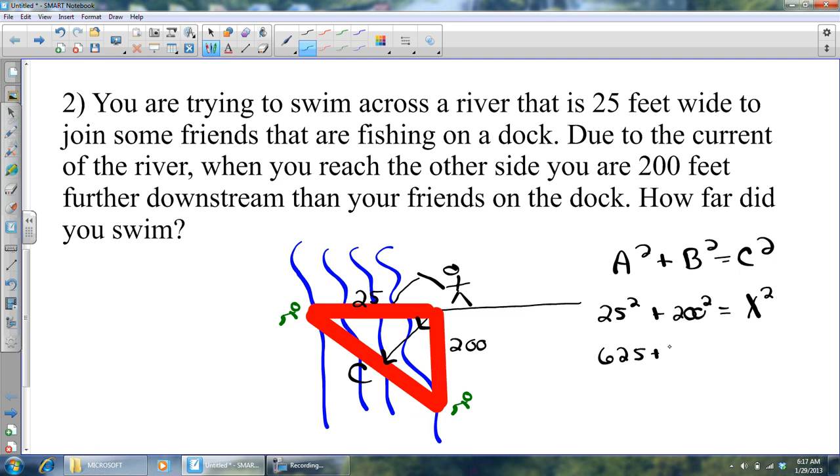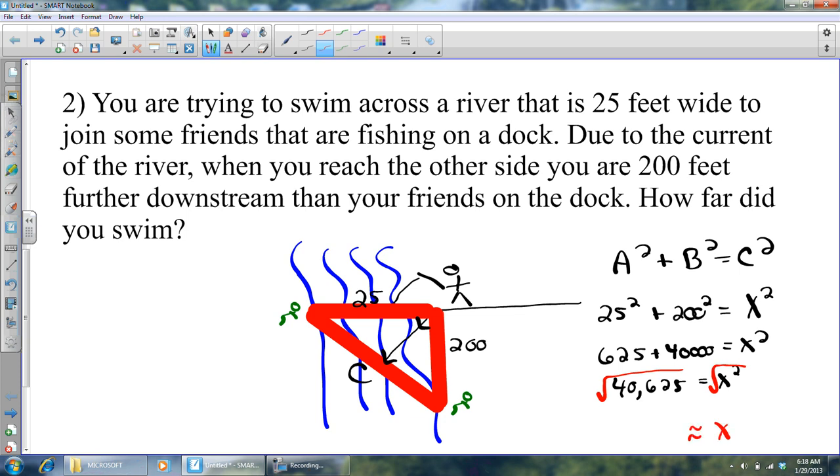And this is going to be quite a large number. 1, 2, 3, 4, 40,000 for x squared. And so when I add those together, I'm going to get 40,625 equals x squared. And then I'm going to take the square root. I don't know if that's a perfect square or not. I suspect that it's not. It could be. Could fool me.